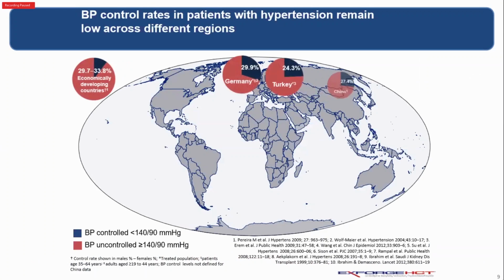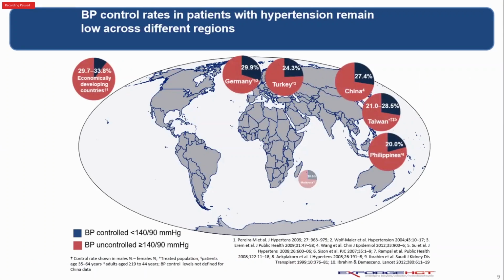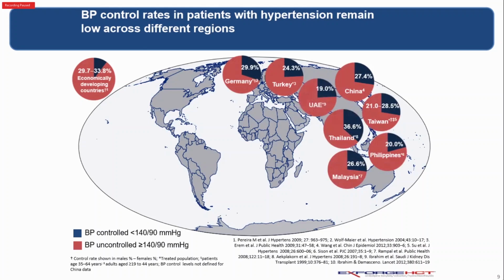So this is looking at blood pressure control rates over the world. And you can see here that those who have blood pressure that is not well controlled, wherever you go, whether it's in Europe, whether it's in Africa, uncontrolled blood pressure is like 75% of the patients in most areas. Those who are well controlled are just usually single or small digits. Next slide.